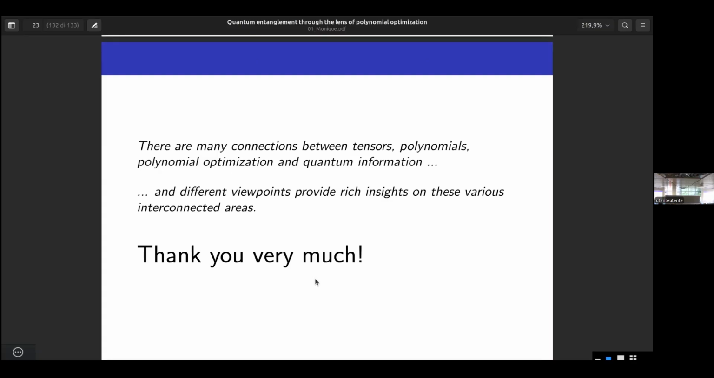Monique? Please. Do you have an idea of how much the Hermitian requirement is restricting what you can say, like how much would still hold if we remove it? So you mean if instead of doing Hermitian complex, you just do real symmetry? For example, or removing that. Yeah, it's a very interesting question.